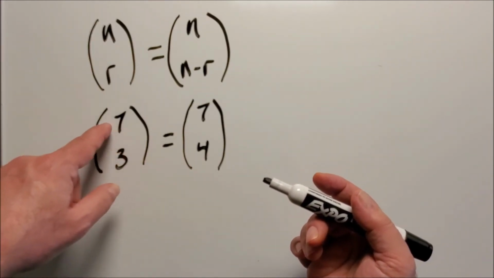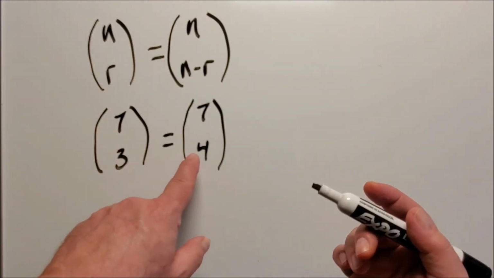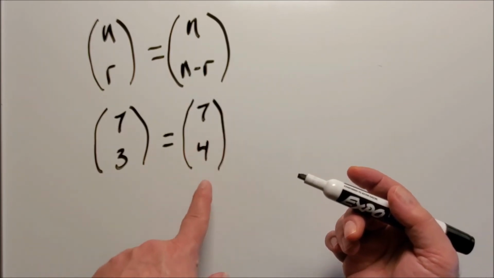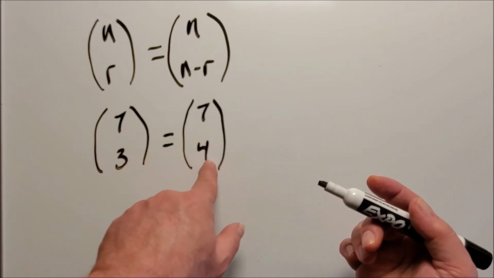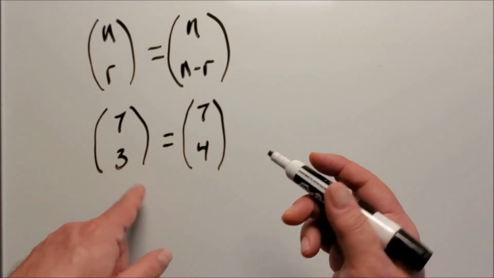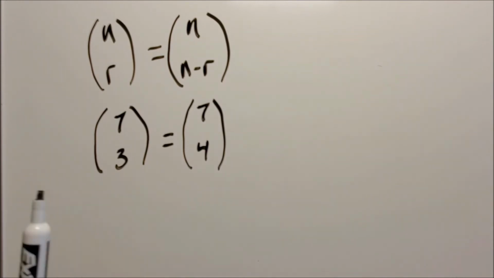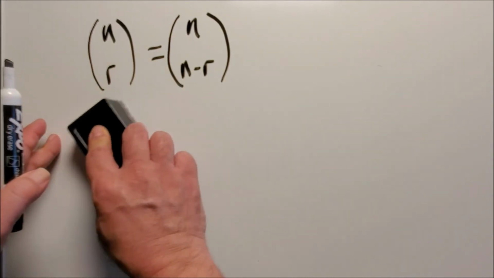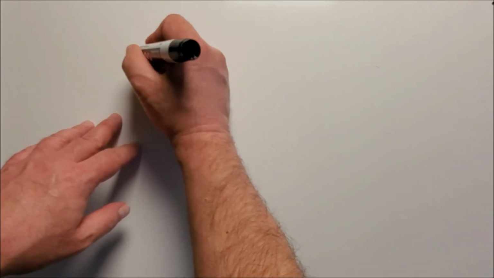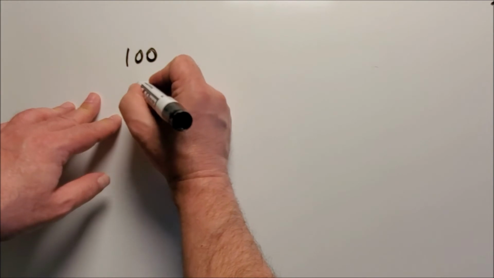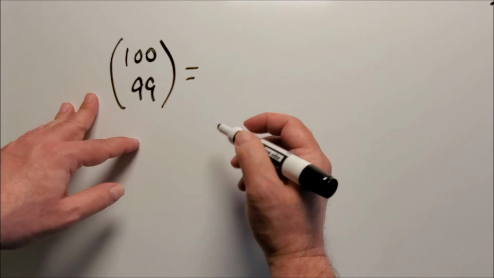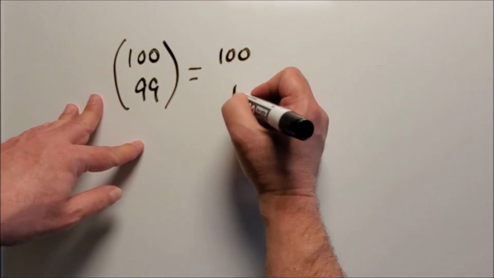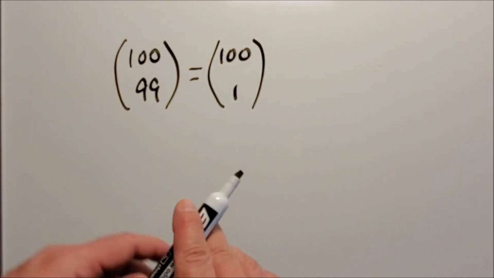So 7 choose 3 is the same as 7 choose 4, because that is 7 minus 3. We can look at it both ways. So those ought to be equal, and that has the potential to maybe make things easier for you at some point. You can realize if you have a big problem, 100 choose 99, the math would look like it would be horrendous, but it's really just 100 choose 1, isn't it? It's going to be the same.